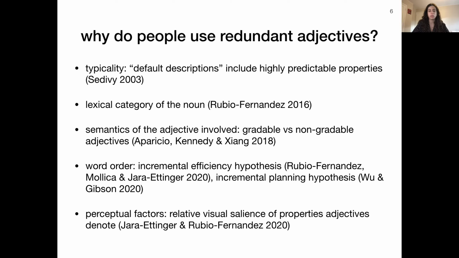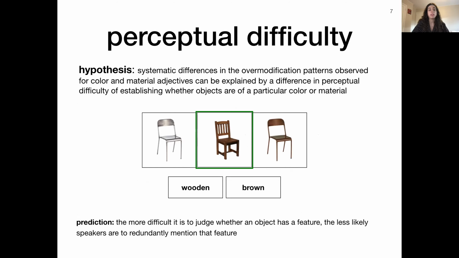Then there are also visual accounts of over-modification that focus on the role of perceptual factors. These argue that redundant adjective use is sensitive to the relative visual salience of the properties that adjectives denote. And this is the idea that we're testing here. We're testing the role of perceptual difficulty in the production of redundant adjectives in referring expressions. The prediction is that the more difficult it is to judge whether an object has a feature, the less likely speakers are to redundantly mention that feature. And we're testing this in the domain of color and material adjectives.